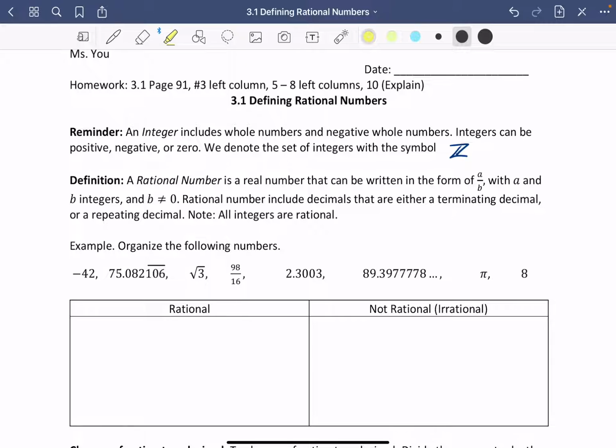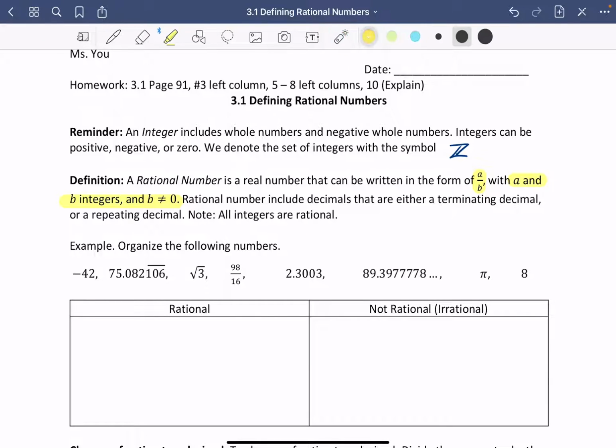A rational number is a real number that can be written in the form of a over b, where a and b are both integers and b cannot be zero. Why can't b be zero? Well, because b is the denominator. The fraction line can be seen as division as well: a number divided by b. So if b is zero, then you're going to have a number divided by zero, which is undefined. That's why the denominator cannot be zero, okay?